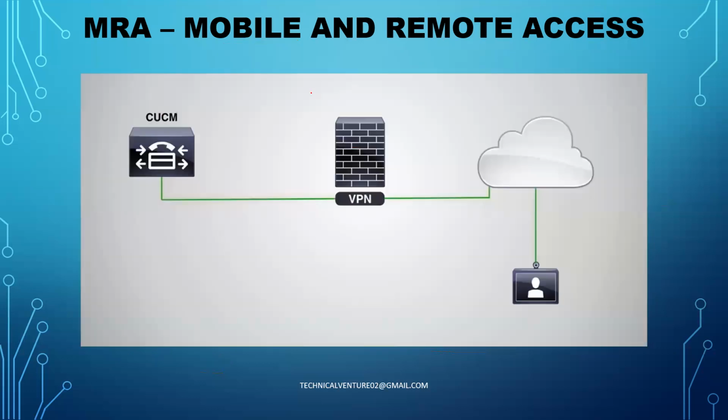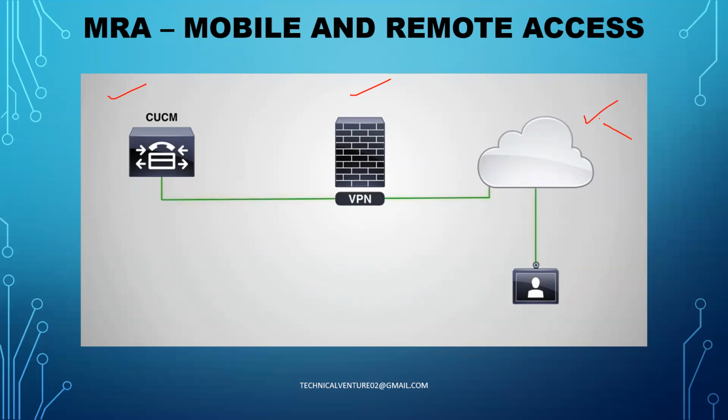Okay, so now as you can see in this slide, this is our CUCM, this is our firewall, and here you can see this is your Jabber endpoint. Correct? This is your Jabber endpoint, and this is your cloud. This is your internet. This is connected with the internet. This can be your Jabber client, or this can be your video endpoint as well, like EX, MX or SX series.